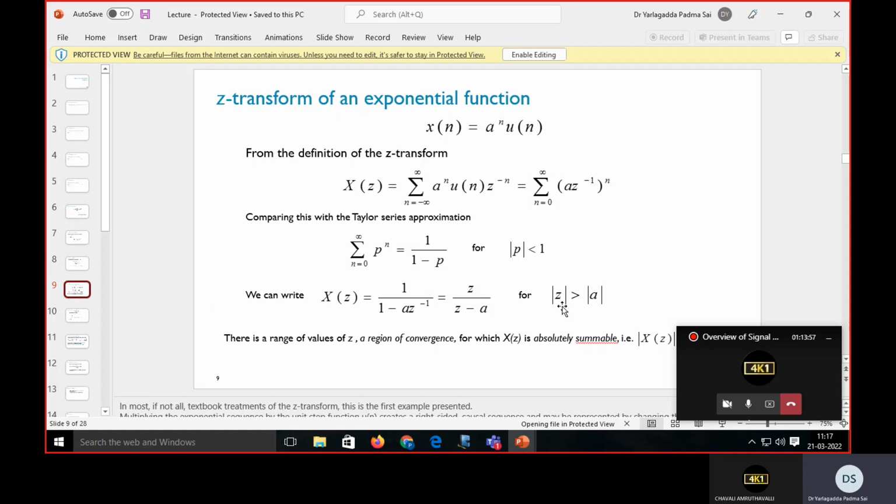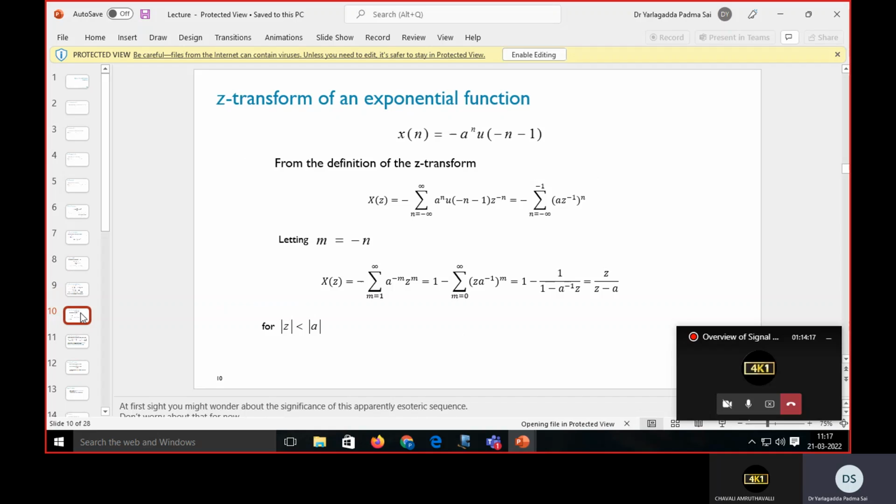If you calculate that, mod z should be greater than mod a. Always for a right-sided sequence or causal sequence, the ROC is the exterior of the circle. For a left-sided sequence or non-causal sequence, the ROC is always the interior of the circle. So this is a left-sided sequence. Already you studied all these things. Once you go through them quickly.